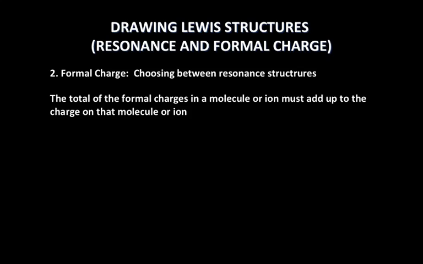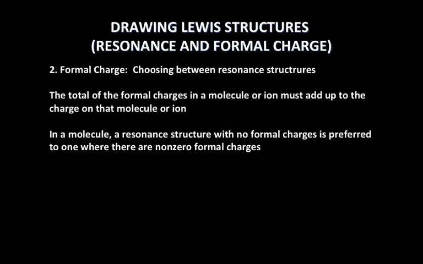And if it's a polyatomic ion, the total formal charges have to add up to whatever the charge on that ion is. So if you go back to the bicarbonate ion, one of those oxygens had a formal charge of -1, and that's the charge on the ion. The carbon and the hydrogen both had formal charges of 0, we just didn't calculate them. So that's the first thing. The total formal charges have to add up to what you know about the molecule or the ion.